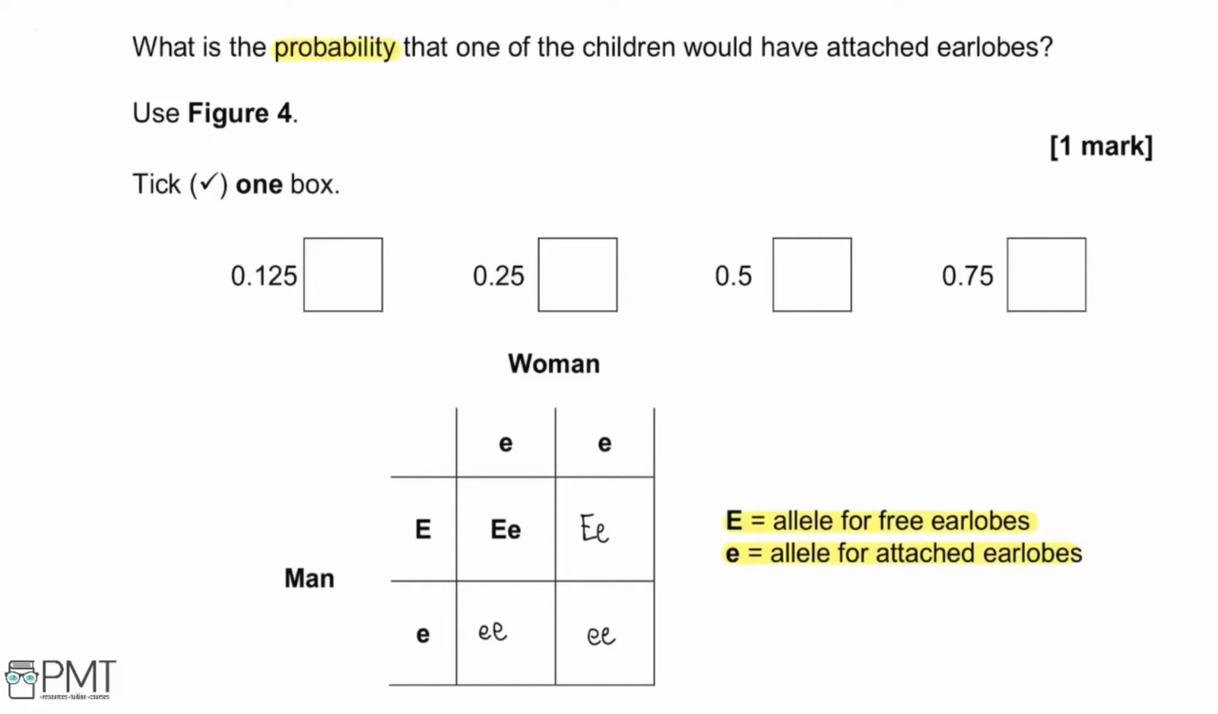What is the probability that one of the children would have attached earlobes? Use figure 4 and tick 1 box, and this question is worth 1 mark. So we have a copy of figure 4 below to help us out, and we remember that the allele for attached earlobes is the lowercase e, and it means that we need 2 of them because it is recessive. So we look at the diagram and we see which boxes have 2 lowercase e's in them, and we can see it is the 2 at the bottom. So 2 cases out of 4 will have that homozygous recessive allele combination, and that gives us a probability of 0.5.